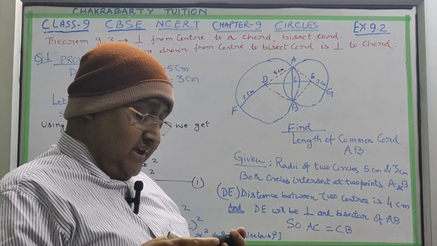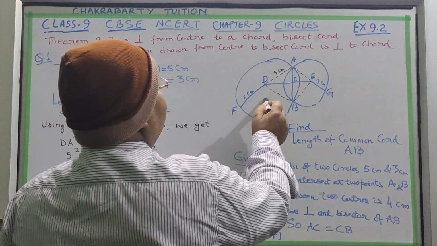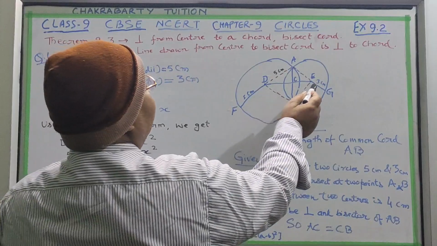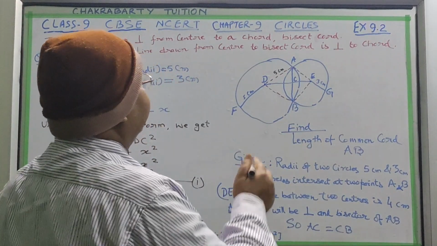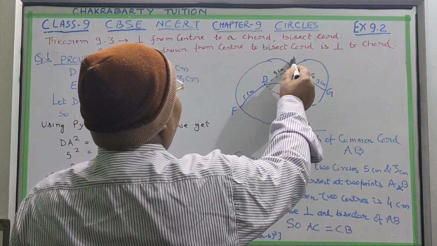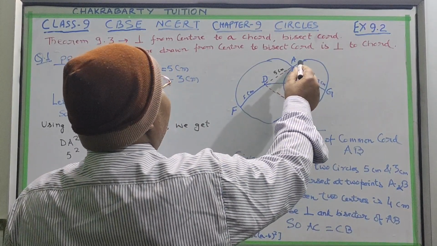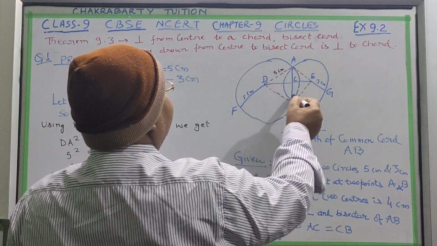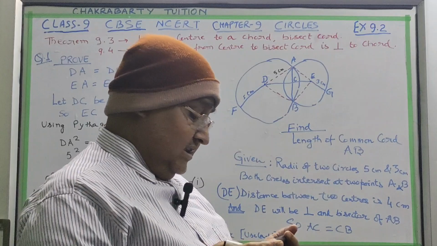Two circles of radius 5 centimeter and 3 centimeter. Two circles, one is this circle and one is this circle, having the radius of 5 centimeter and 3 centimeter, intersect at 2 points. Intersect at 2 points means at point A and point B. These circles are intersecting each other, means cutting each other.